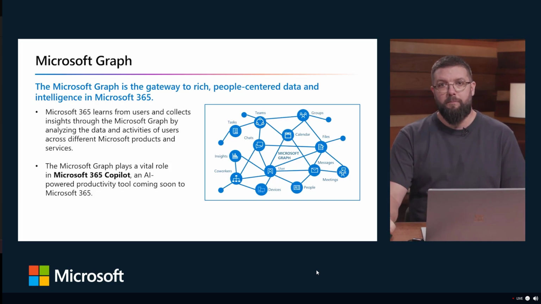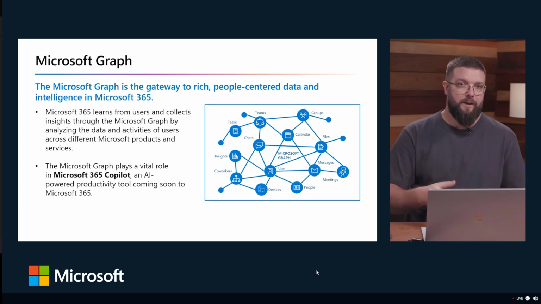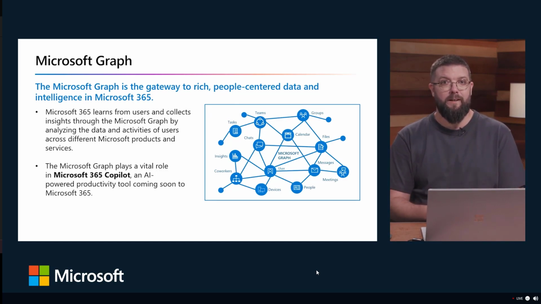So the Microsoft Graph plays a vital role in Microsoft 365 Copilot, which is, as everybody knows, an AI, artificial intelligence powered productivity tool coming to Microsoft 365. So Microsoft 365 Copilot is powered by an LLM, or a large language model, and utilizes data from the Microsoft Graph and integrates into Microsoft 365 apps and services. So these components are crucial to empower Copilot to provide real-time intelligent assistance and recommendations to the users, and it helps enhance their creativity, productivity, and their skills.